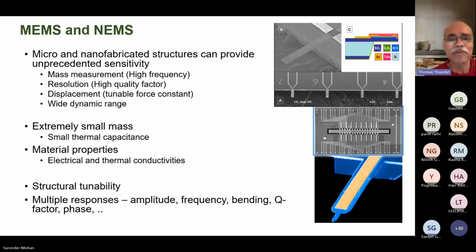And in addition, one thing I forgot to mention is that a cantilever can have multiple responses to an entity. For example, the cantilever vibration amplitude can change. The frequency can shift, its bending can change, and the Q factor can change, and also the phase. So you can have multiple parameters to monitor the response of the cantilever, for example. And next slide.